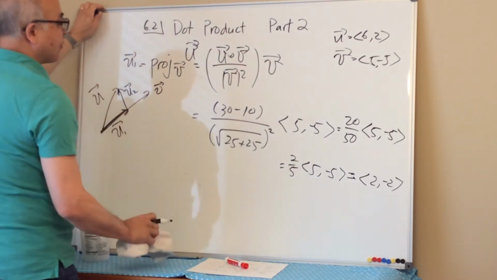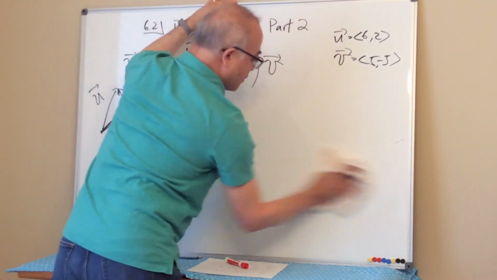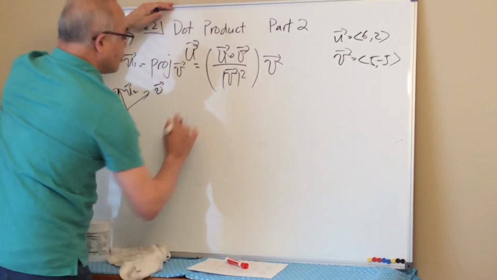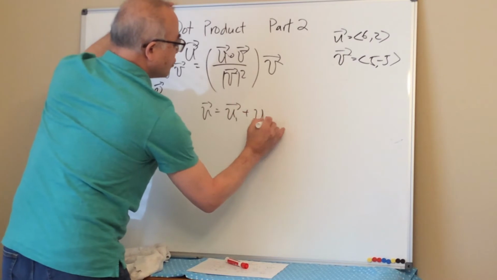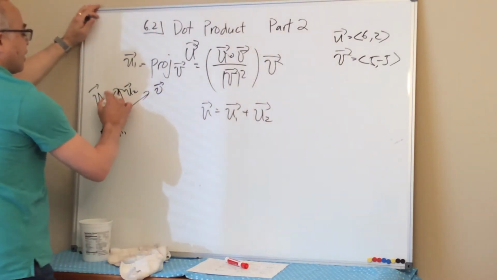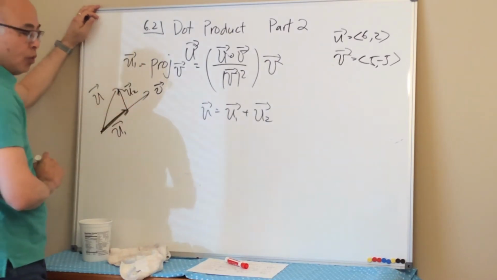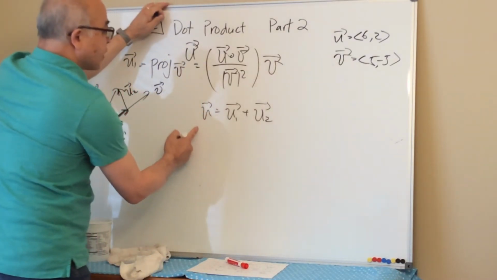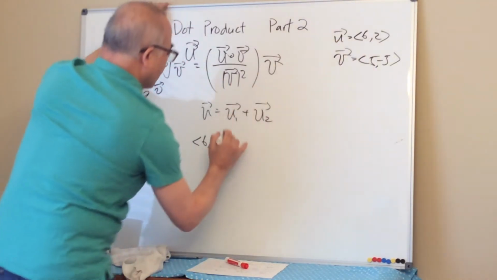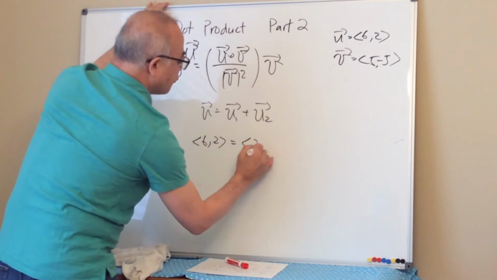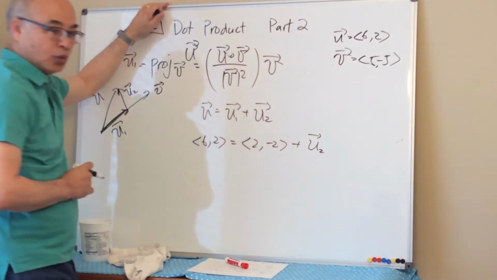So what happens all the time is that you're going to find that the actual u vector itself is u1 plus u2. Can you see that? The u vector here is u1 plus u2. Okay? So I know what I started with. This was 6 and 2. And I found u1 to be 2 and negative 2. Now I just have to find u2.